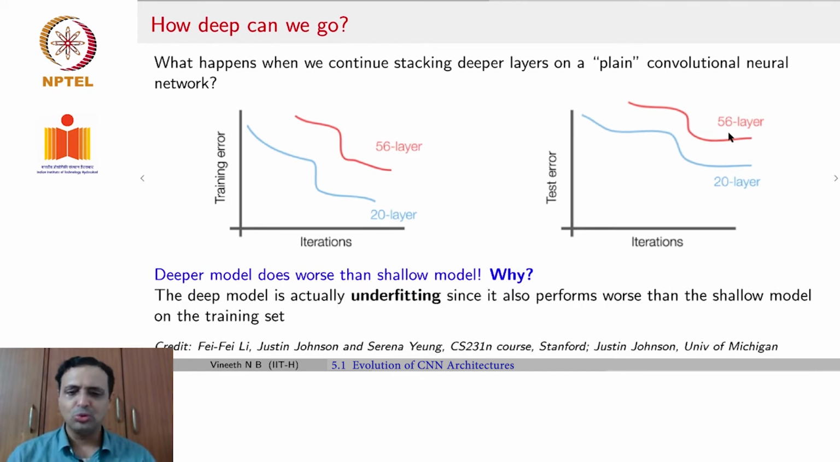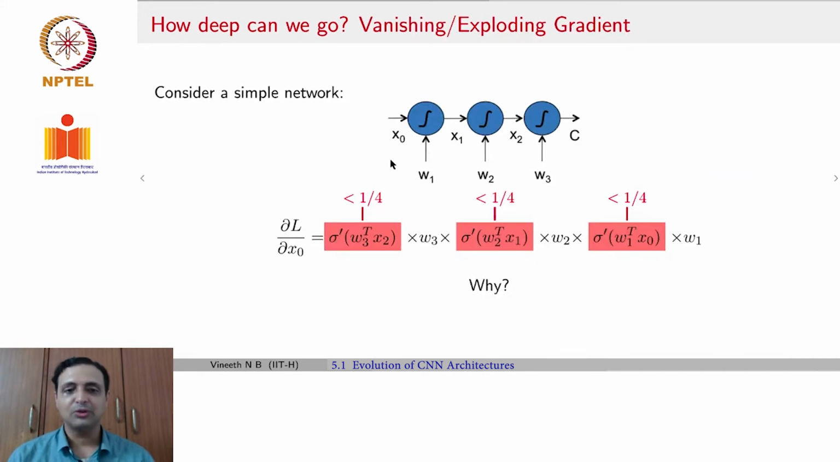But if that was true, the training error would have been lower for a 56-layer network than a 20-layer network. Unfortunately, even there, the 20-layer network had a lower error, which means the 56-layer network was also underfitting. What could have been the reason for this to happen as the depth of the neural network increases? The answer for this lies in what is known as the vanishing gradient problem.